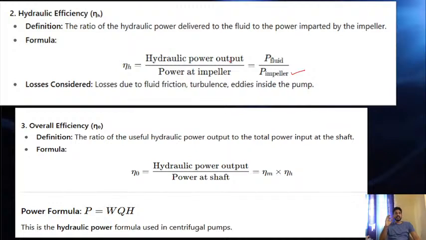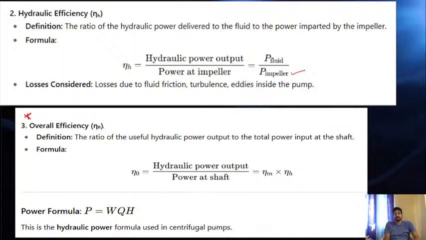So my hydraulic efficiency is hydraulic power output divided by the power at the impeller. The hydraulic power output of the fluid is basically that output power which I'm getting. ठीक है? और जो ये difference आया, the difference is due to the losses due to the friction, turbulence, eddies inside the pumps. Now this is important. What is it?